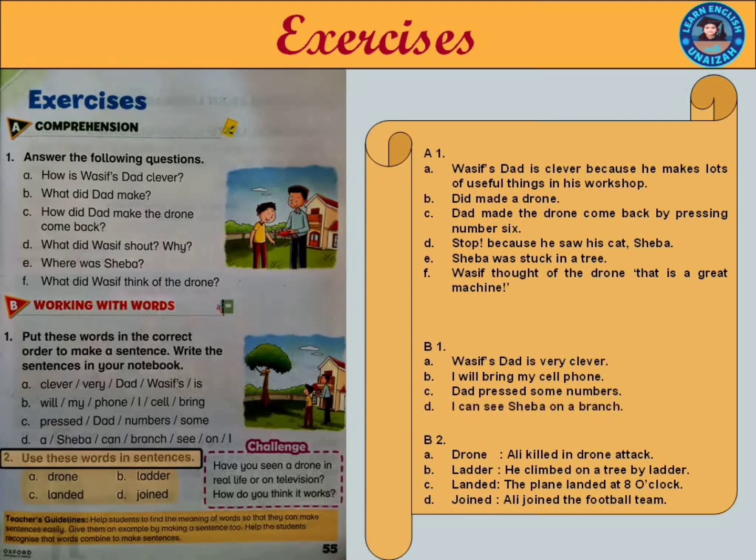2. Use these words in sentences. Drone. Ali killed in drone attack. Ladder. He climbed on a tree by ladder. Landed. The plane landed at 8 o'clock. Joined. Ali joined the football team.